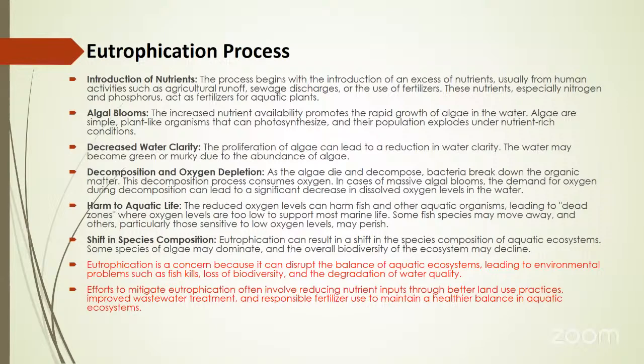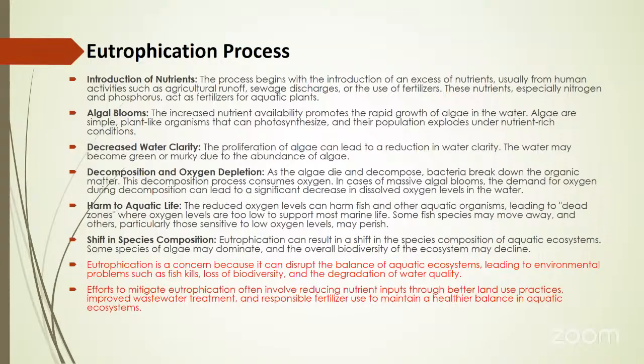So harm to aquatic life will lead to a shift in species composition. Eutrophication can result in a shift in the species composition of aquatic ecosystems. Some species of algae may dominate because they can survive that environment, and the overall biodiversity of the ecosystem will decline. So eutrophication is a concern because it can disrupt the balance of aquatic ecosystems. It can lead to environmental problems like killing of fish, loss of biodiversity, and degradation of water quality. The quality of the water becomes poor.